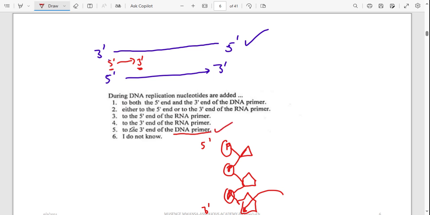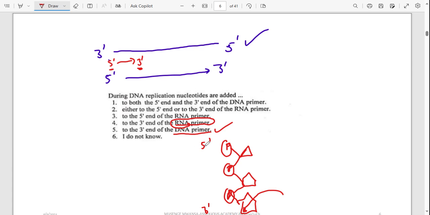Okay, DNA primer. But the first thing that we do is that we are going to lay down an RNA primer. That is the first thing that we do. The primers that we lay down are laid by the enzyme known as the primase, and that is an RNA molecule. So we are going to be adding nucleotides to the RNA primer. Okay, that's the first thing that we do.